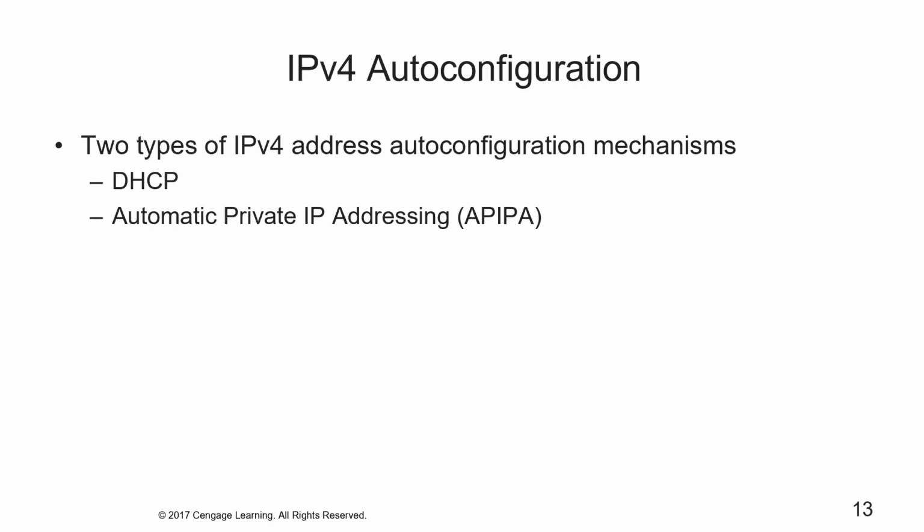So IPv4 autoconfiguration. There are two types of IPv4 address autoconfiguration mechanisms. The first one is DHCP, and the second one is APIPA, Automatic Private IP Addressing. Most modern operating systems are configured to have their IP addresses automatically provided to them via DHCP from DHCP servers. If a DHCP server does not respond to the host's DHCP request, APIPA is generally configured on the host as a fallback operation to self-assign a link local IP address.